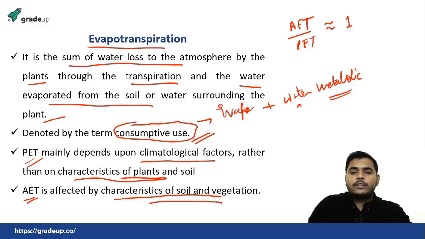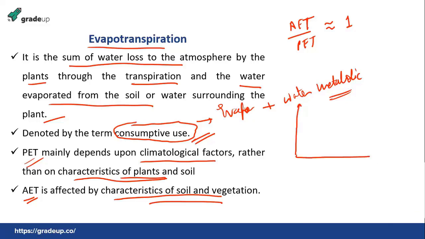Now let's see one more graph regarding this, how it depends on different types of soil. Here we have the AET by PET ratio, and on the x-axis we have the percent of available moisture. Let's say this is 0. This value is increasing, as it is given as a percentage, or we can take it as a fraction as well. On the x-axis, firstly it was 100% moisture available, and then it goes on decreasing on this side.